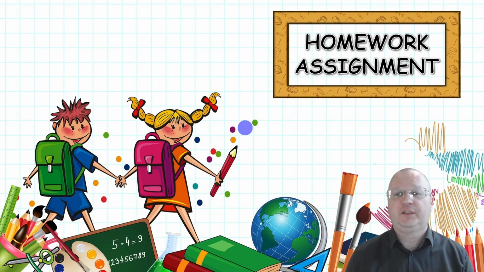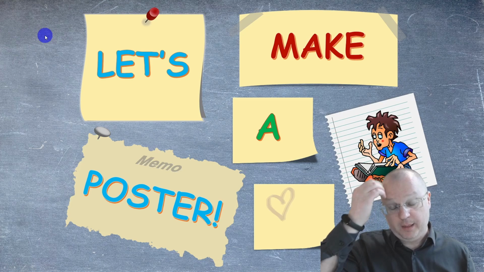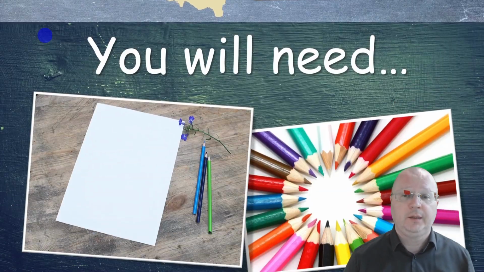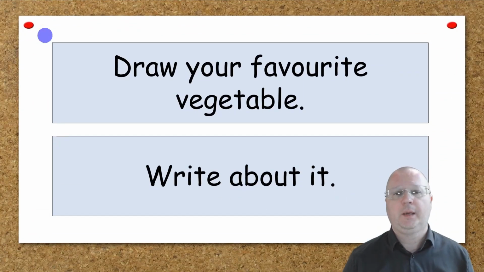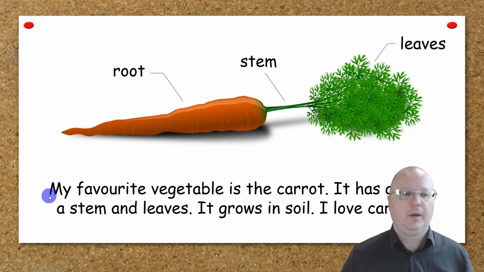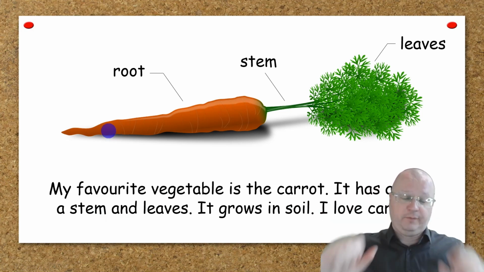And here is an optional homework assignment. You can assign it as homework, or this could be a PBL activity, project-based learning activity, which you can do in class. They will need to make a poster, draw their favorite vegetable, and write about it. So here's an example. My favorite vegetable is the carrot. It has a root, a stem, and leaves. It grows in soil. I love carrots.